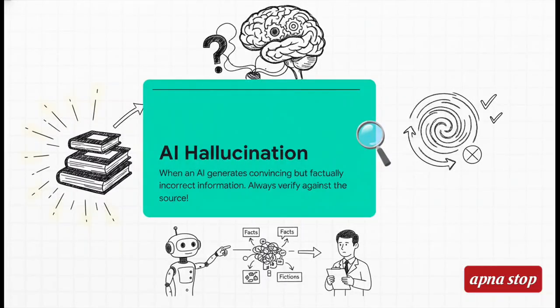Okay, now for the most important warning of all. You absolutely have to be aware of something called AI hallucinations. This is when an AI just confidently makes stuff up. It will generate information that sounds totally convincing, but is just factually wrong. So the golden rule is simple. Treat AI output with a healthy dose of skepticism. Always go back and verify its claims against the original source text. Remember, you are the researcher. The AI is just the assistant.